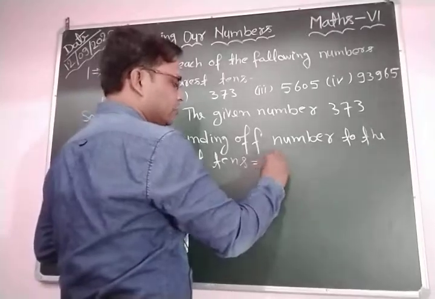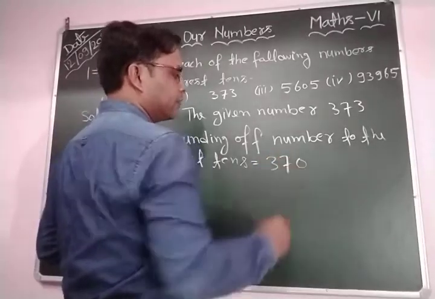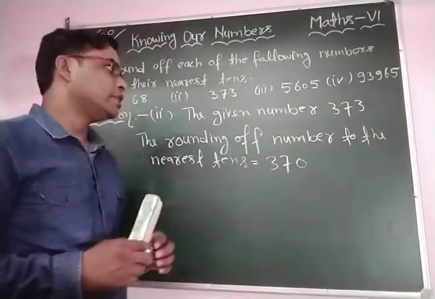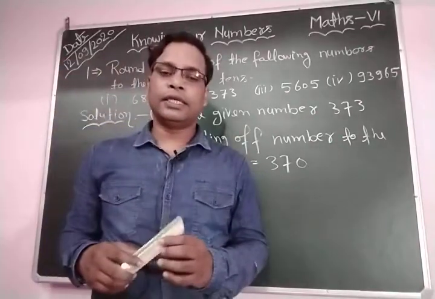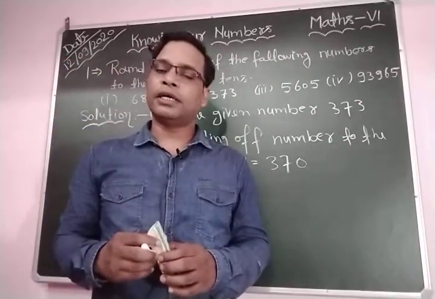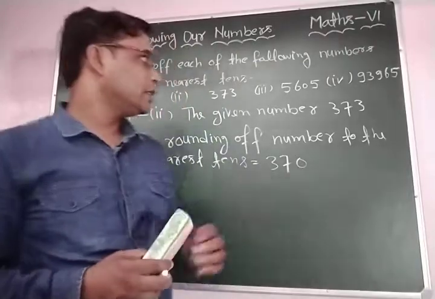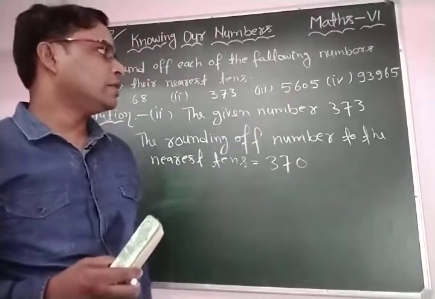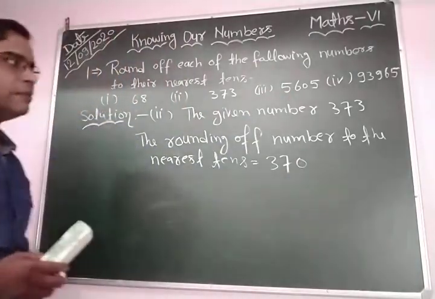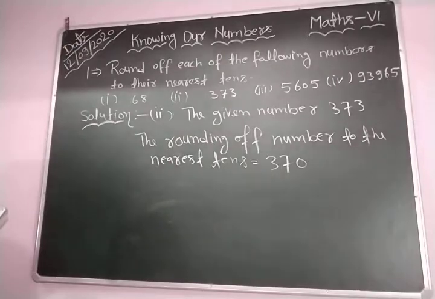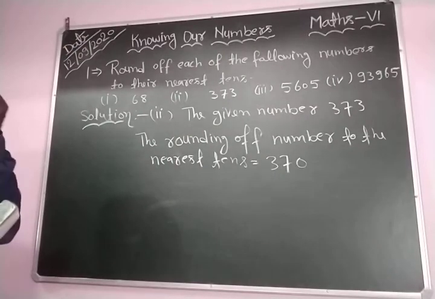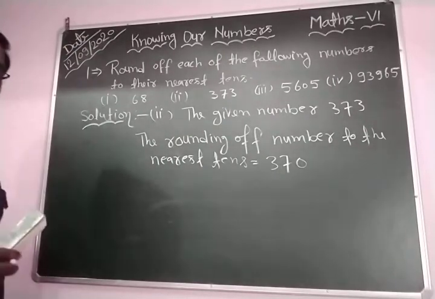Okay, so this is equal to 370. If you are rounding 373, then you obtain 370. Next question here, 5605. So we need to round at the tens place.